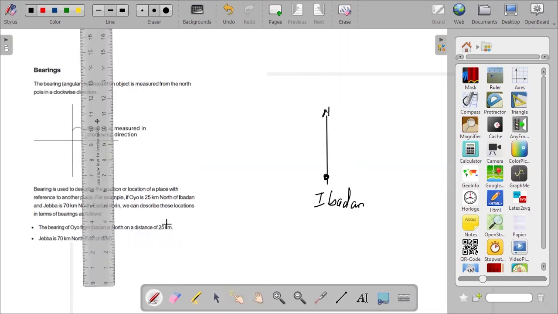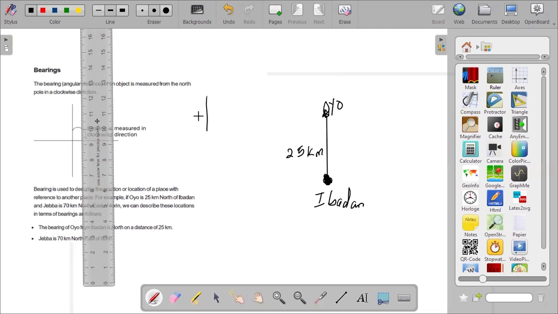And they say that Oyo is 25 kilometers north of Ibadan. What they are saying is, starting from Ibadan here, which is this point that we painted, for you to get to Oyo, you have to go in the northern direction. That is this straight line. And you will cover a linear distance, in this case, of 25 kilometers. Therefore, Oyo will be somewhere here. And from this point to this point, my measurement should be 25 kilometers. That is Oyo being 25 kilometers north of Ibadan.